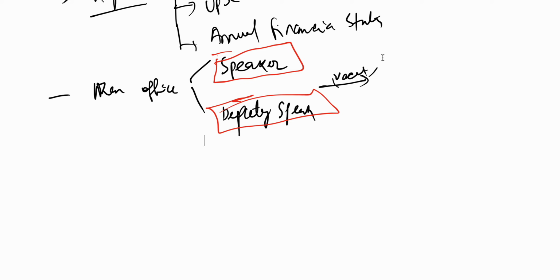Similarly, he can also appoint any member of the Rajya Sabha to preside over its proceeding when both the offices of chairman and deputy chairman fall vacant. Then also he can appoint a person to preside over the proceeding of Rajya Sabha. Hopefully this point is clear. Don't mix it with that panel. The condition here is when both the offices fall vacant.